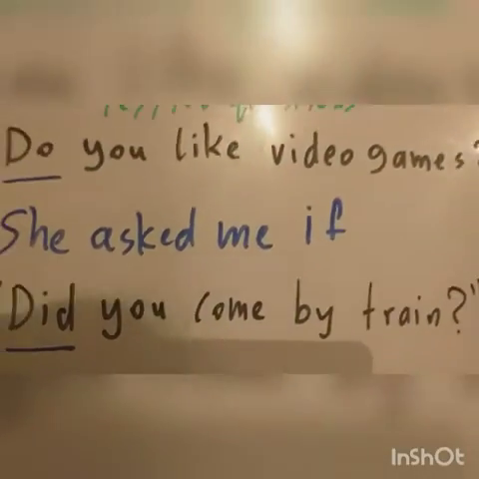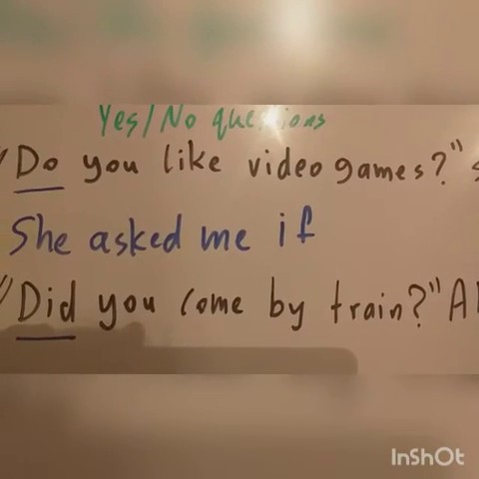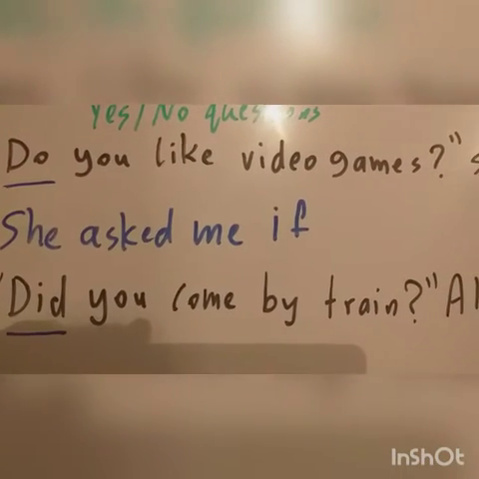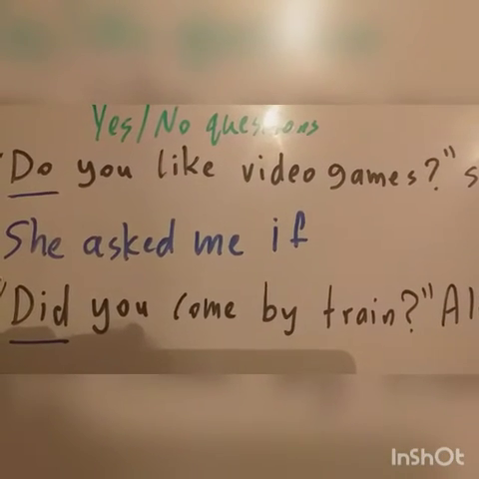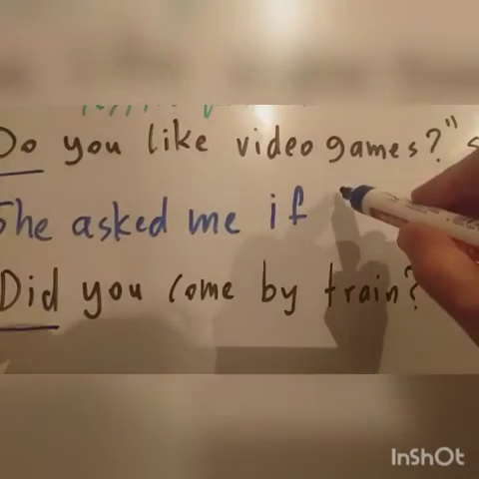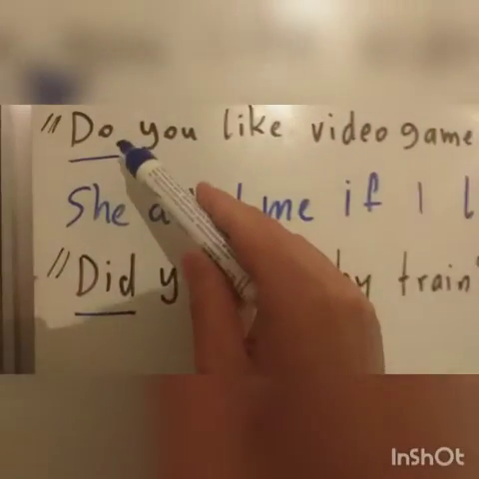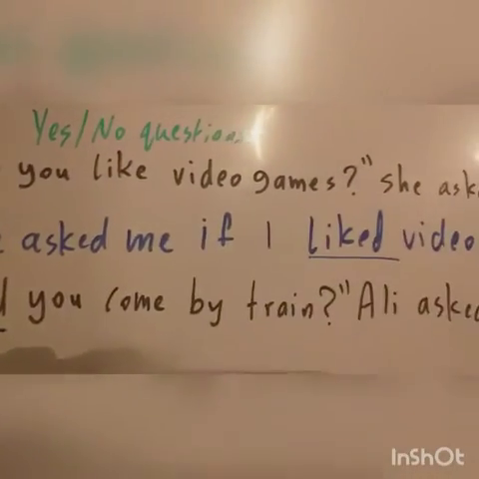If. And here we can use if or whether. If is more common. And we often use whether when we have two choices or more than one choice. So she asked me if I liked video games. As you can see, the auxiliary verb is in the present tense. So we have to change the tense into the past simple.